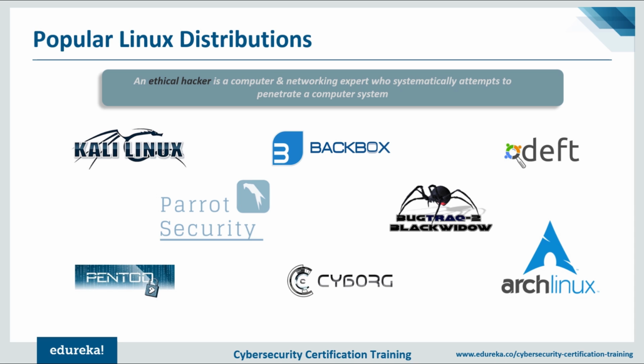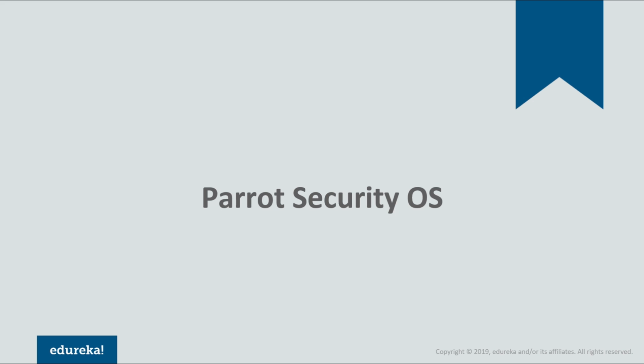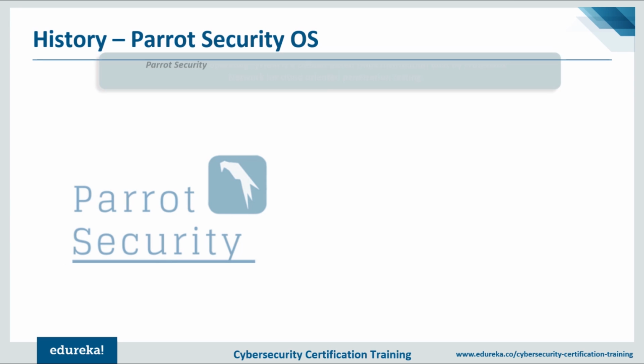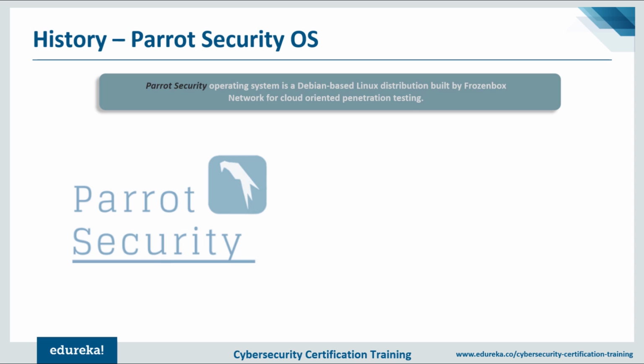But as for today's session, we will be discussing the Parrot operating system. Parrot OS is the second most popular Linux distro for ethical hacking after Kali Linux. It is a comprehensive, portable security lab that you can use for cloud penetration testing, computer forensics, reverse engineering, hacking, cryptography, and many other security purposes. Now, a little bit about its history.